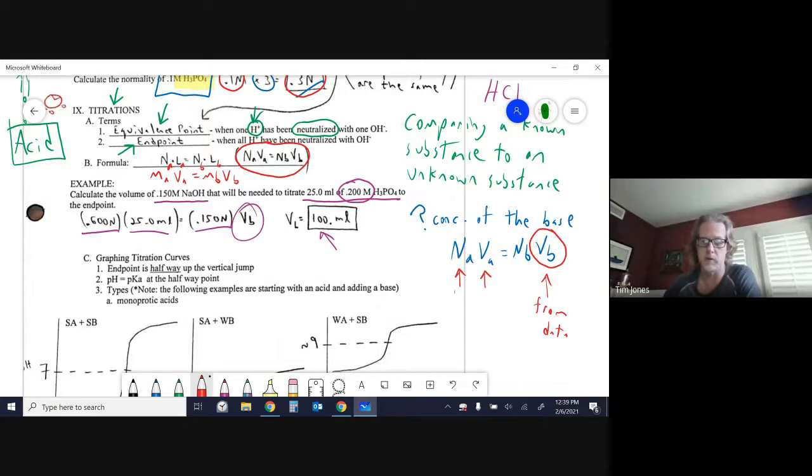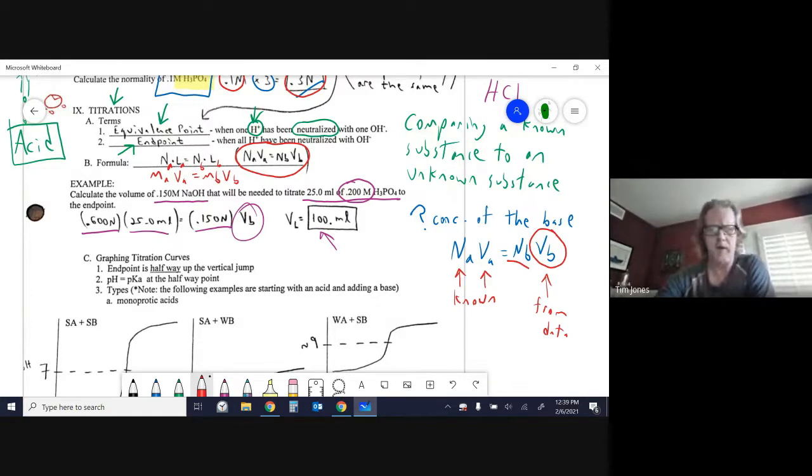And these two things are known before you even start. That would be already determined, the normality and the volume of acid. Experimentally, you find the volume of base, and once you do that, you can then solve for the normality of the base. If it's only got one equivalence, you've also solved for molarity. If it has more than one equivalence, then you just do the necessary adjustment.